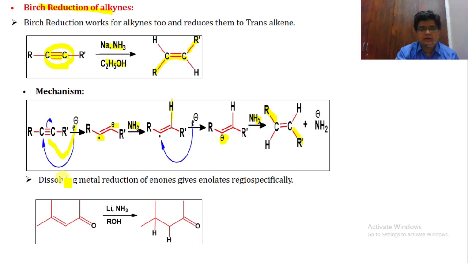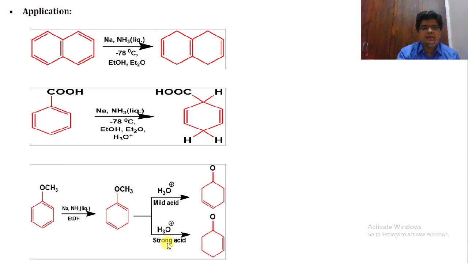Another most important application of Birch reduction is that dissolving metal reduction of enones gives enolate regiospecifically. Suppose we are having a ketone and alkene group. Now when it is reacted with lithium, NH3 and ROH, it will reduce this double bond. So here we are having a hydrogen and hydrogen. Now this is known as a Birch reduction application. So now let us understand more applications of Birch reduction.